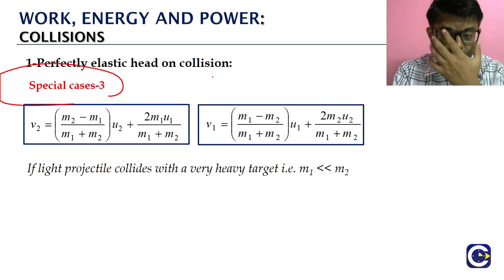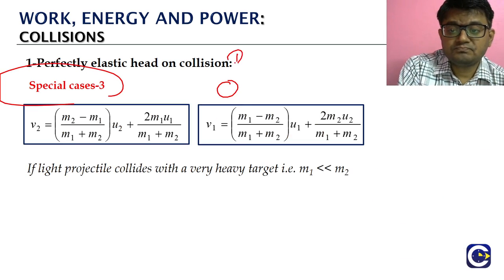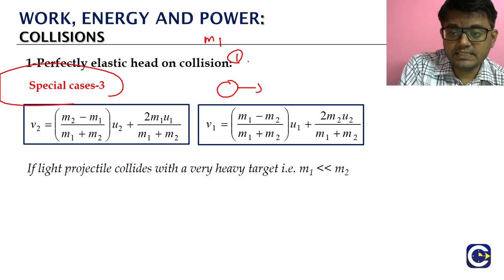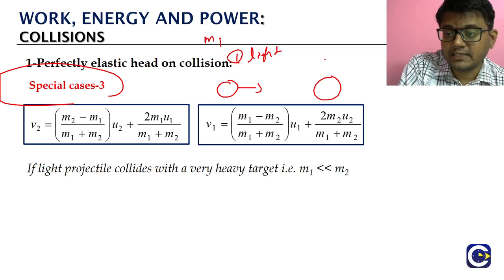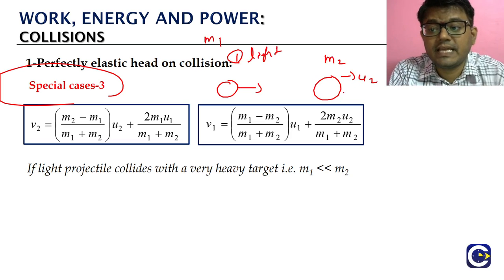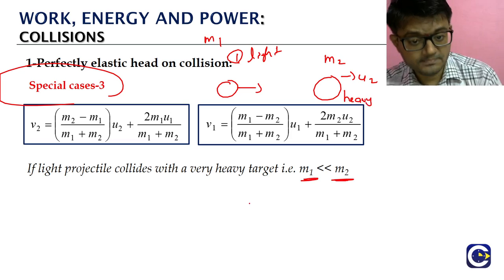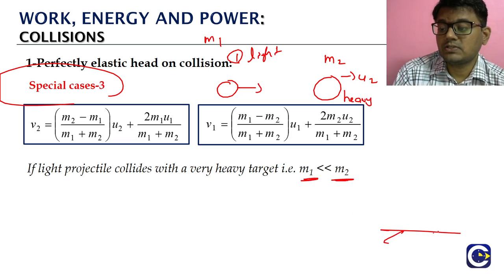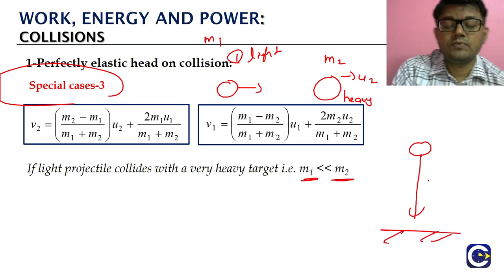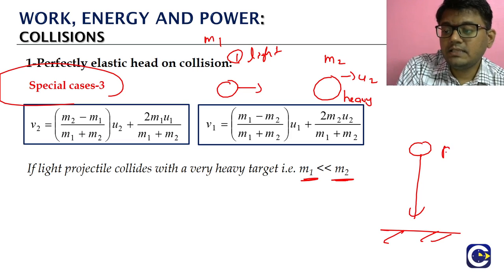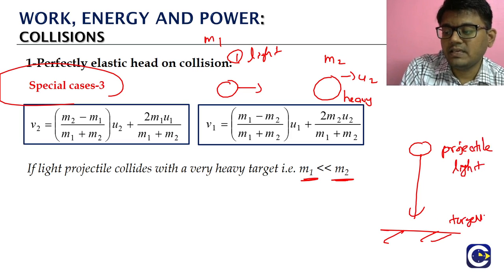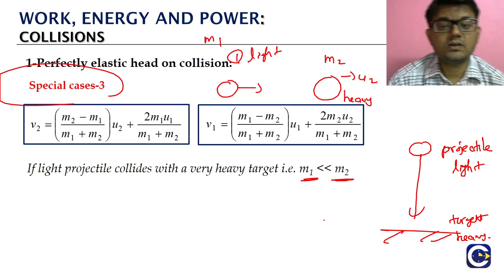What is it? We have the projectile, which is a lighter one, and the target, which may have an initial velocity, will be the heavier one. So the value of m2 will be very high in comparison to m1. Do you know the best example for this? Look at this. You have a ball or something which we are dropping onto the ground. Look here, this is like our projectile, which is the lighter one. The ground is the target, which is the heavy one.